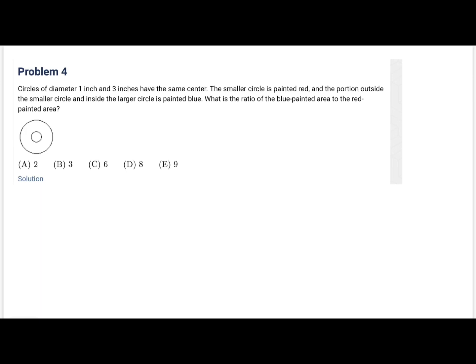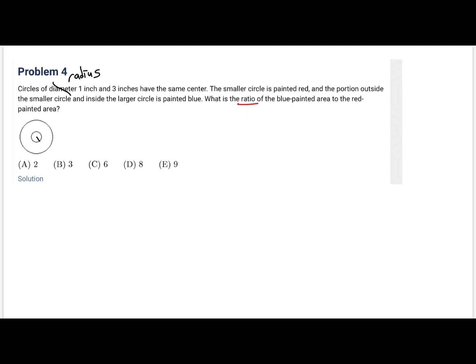Problem number 4, circles of diameter 1 inch and 3 inches have the same center. The smaller circle is painted red. The portion outside the smaller circle and inside the larger circle, so this much, is painted blue. What's the ratio of the blue painted area to the red painted area? So we're talking about ratios here, right? So the actual length of the diameters or the radiuses don't matter. So let's just say that not the diameters, but the radiuses are 1 inch and 3 inches respectively, because that would leave the same ratio as if it had been a diameter.